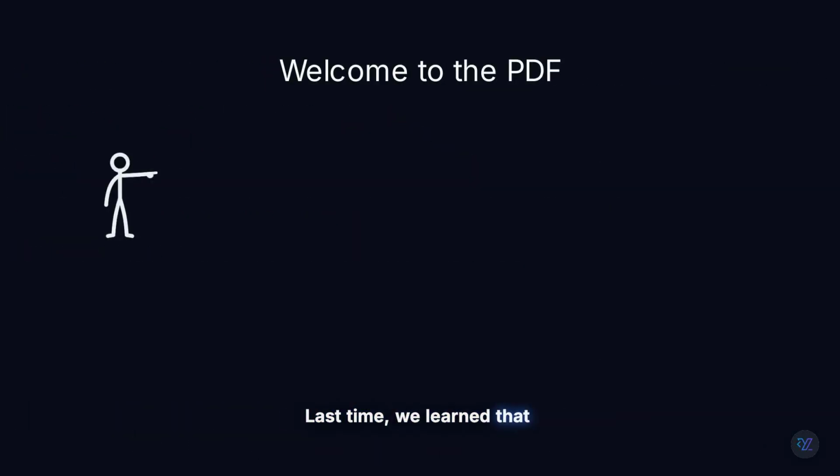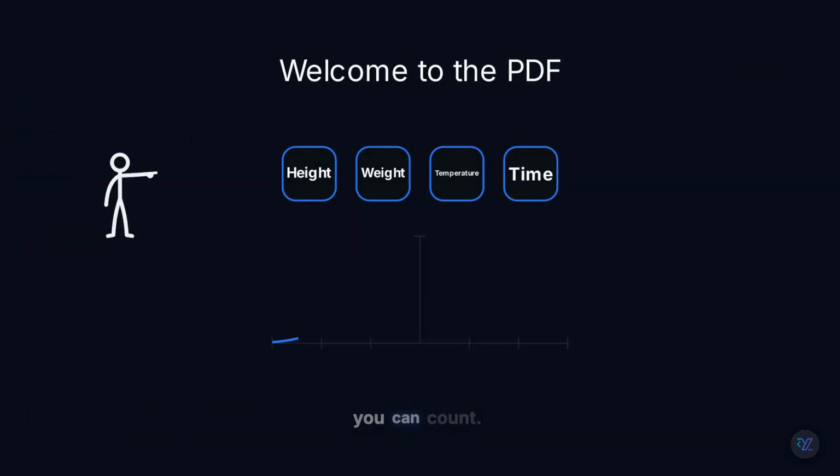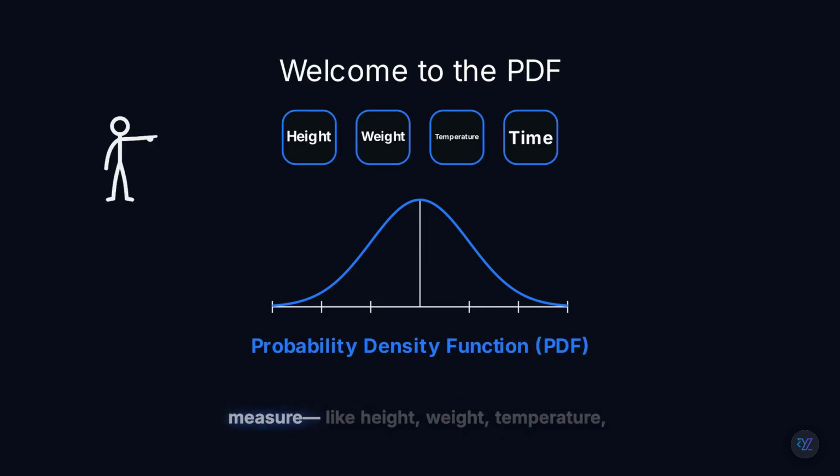Last time, we learned that PMFs work perfectly for things you can count. But what about things you measure, like height, weight, temperature, or time? These values don't jump from one number to another, they change continuously. Instead of probability sitting on individual values, probability is now spread smoothly across infinitely many values. That smooth description is called the probability density function.